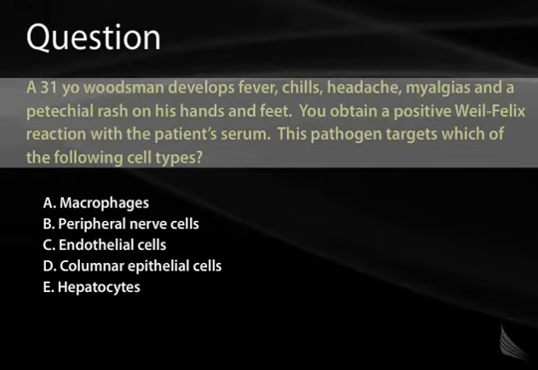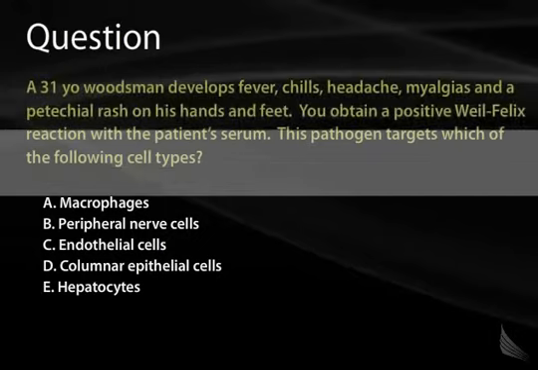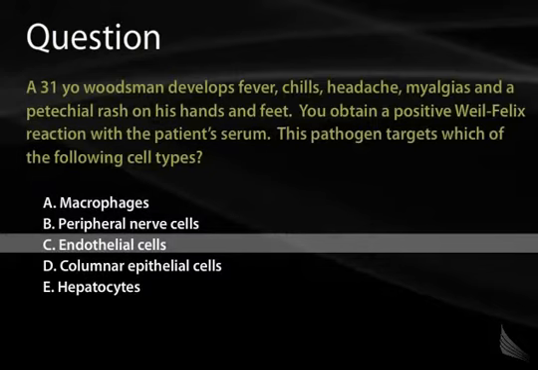Columnar epithelial cells, not so much. It's not a skin-borne pathogen, and hepatocytes, we didn't really talk about it involving the hepatocytes directly, especially when it gets started. So between A and C, C is the one we need to remember, and that's a little bit different between Q fever and Rocky Mountain spotted fever, where the Rickettsiae attack the endothelial cells, whereas Q fever is going to multiply within the macrophages.